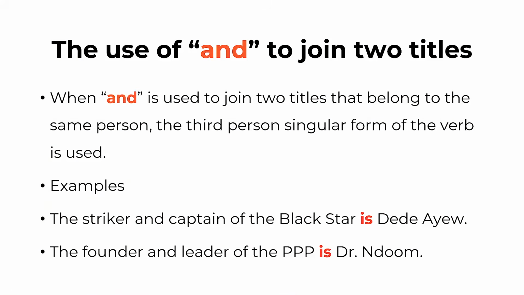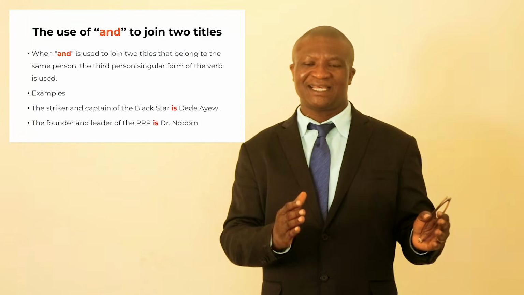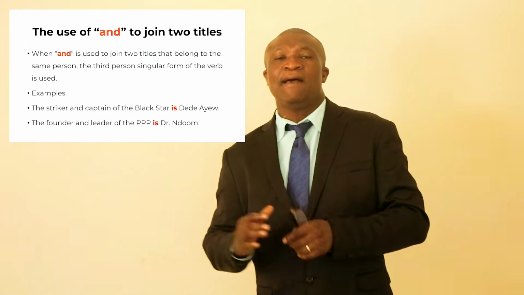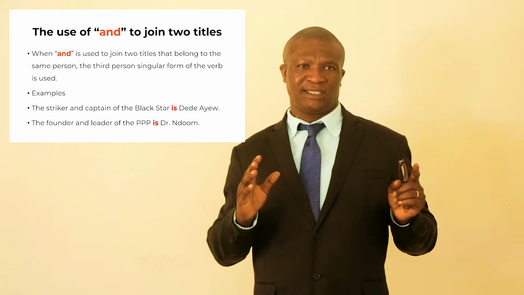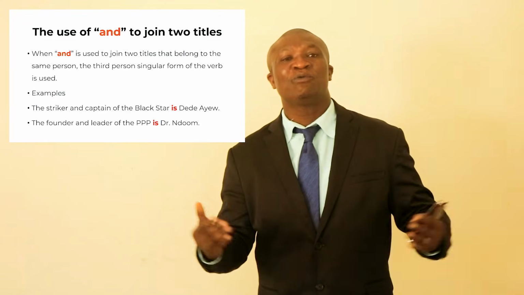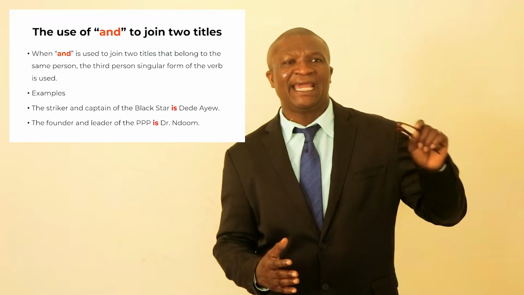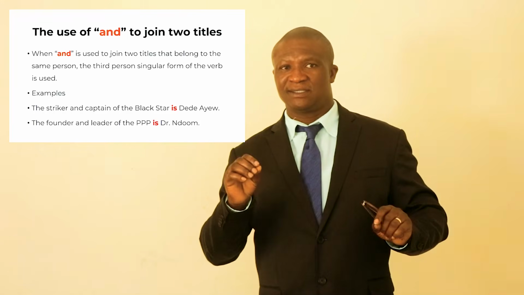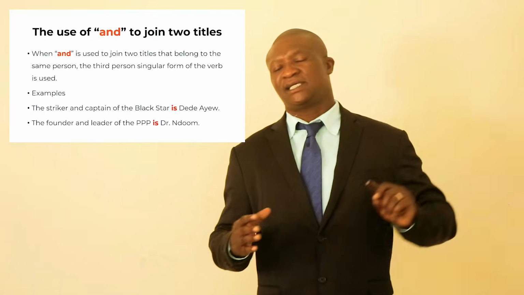Great. Now, we also have a special use of the coordinating conjunction and. The usual use is that we use it to join two subjects, like Kofi and Ama are. But we also use and to join two titles that belong to the same person. In that case, since the two titles belong to the same person, we use the singular form of the verb. So we have: the striker and captain of the Black Stars is Dede Ayew. Dede Ayew is just one, but he's the captain and he's the striker.